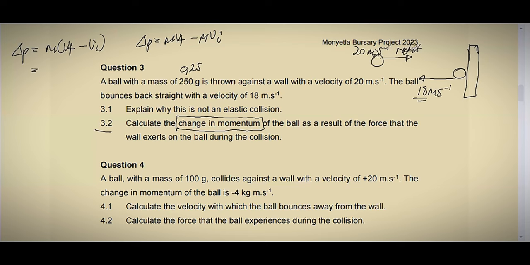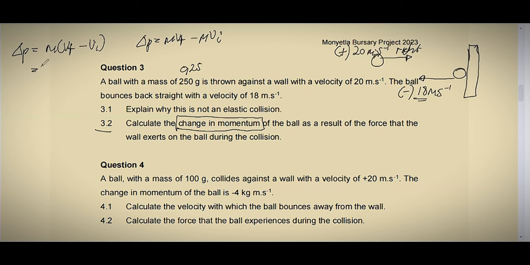The 20 meters per second to the right, we will assign it a positive. Then the 18 meters per second, after it bounces against the wall, we will assign it a negative direction. Why? Because it is against the initial direction of motion. It's no longer in the same direction. So we need to indicate it using this, right? Because remember, we are dealing with velocity, and velocity is a vector. It has both magnitude and direction.